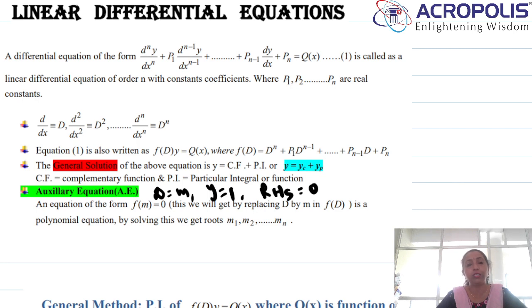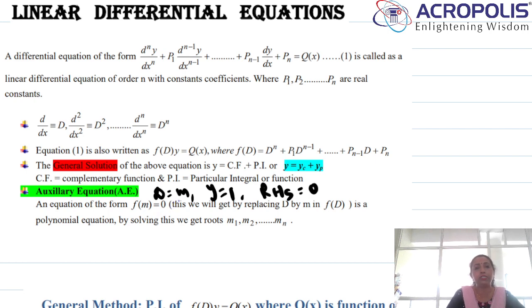operators, and equation number 1 can be written as f of D of y is equal to q of x, where f of D is equal to D to the power n plus p1 D^(n-1) plus p2 D^(n-2) and so on. Now the general solution of the above equation is given by y is equal to CF plus PI, or else we can write it y is equal to yc plus yp, where yc stands for complementary function and yp stands for particular integral. For finding complementary function, first we have to make an auxiliary equation.